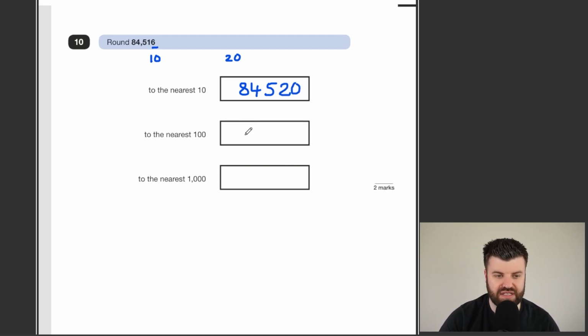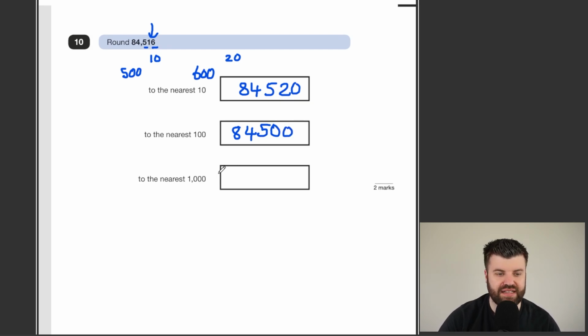Next one, to the nearest 100. Okay, so 84,000. Is it going to be 500 or is it going to be 600? Well, look at the digit after in the 10s. It's a 1, so we're going to round down. It's going to be 500.